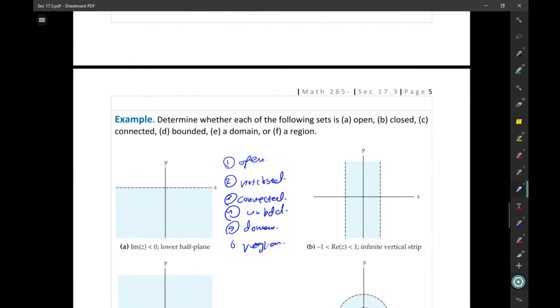Does this set satisfy the conditions? A, it is open. Not B, meaning not closed. Connected, yes, so C holds. D, bounded, no, because the set goes to infinity or minus infinity. Not D. Is it a domain? Yes, a domain, which is E. Is it a region? Yes, it is a region.